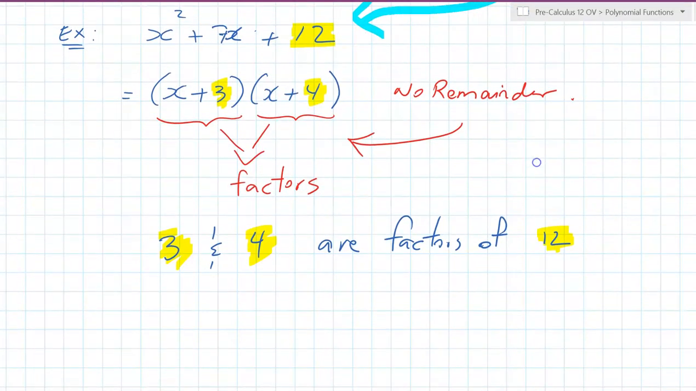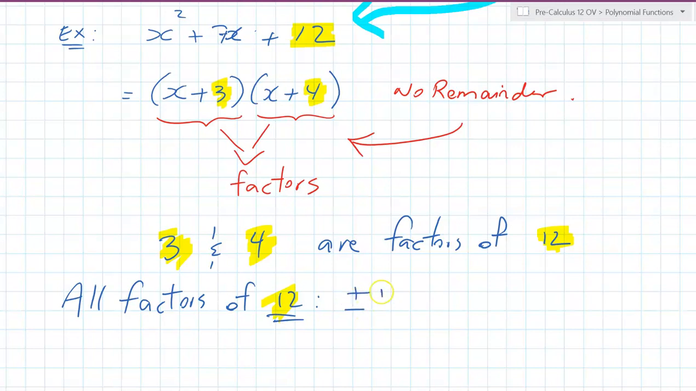Well, you have to write up all factors. So what are all factors of 12? Let's go ahead and do all factors of 12. And again, we are looking at 12 because 12 is the constant term of the polynomial. What are all the factors? Now, factors positive and negative, all of them. Start with 1, so plus or minus 1, plus or minus 2, plus or minus 3, plus or minus 4, 6, and then the last piece, plus or minus 12.